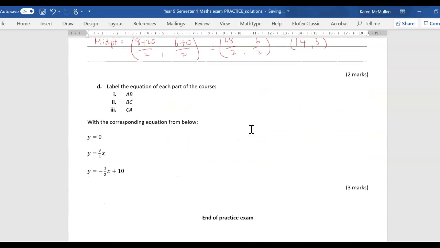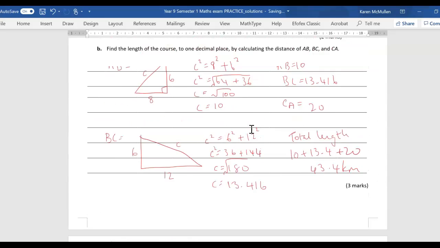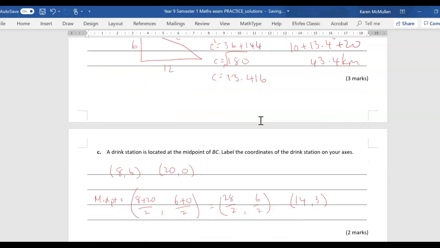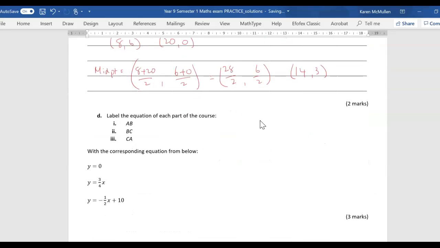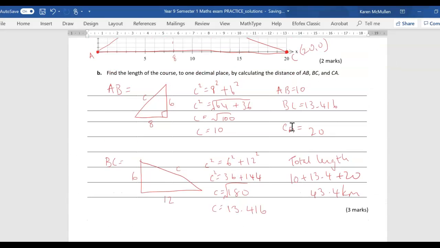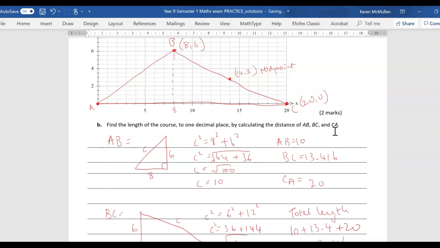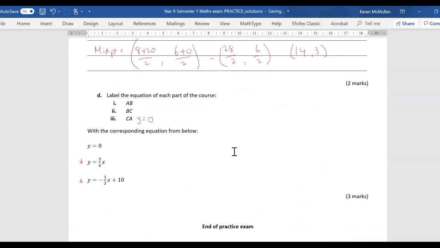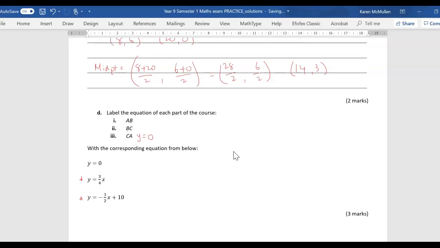All right, label the equation of each part of the course with the corresponding equation from below. So y equals 0 is your x-axis, so that's going to be A to C. So I'm just going to do that here. I'll see A, y equals 0. All right, there's several ways you can do these, but the features you should look for are the gradient. So for this one here, you've got a positive gradient, and this one here, you've got a negative gradient. So AB is a positive gradient and BC is a negative gradient.